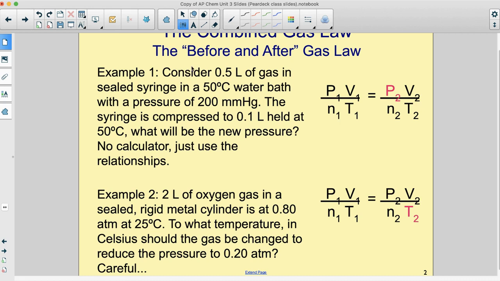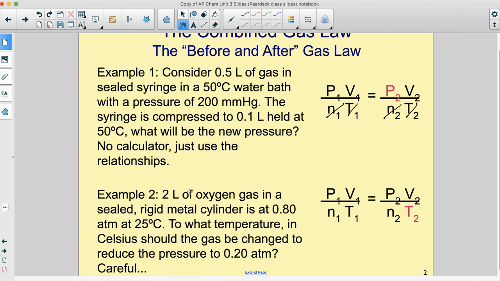So if we look at example 1, we have 0.5 liters of gas in a syringe in a 50-degree water bath with a pressure of 200 millimeters of mercury. The syringe is compressed to 0.1 liters, so it goes from 0.5 liters to 0.1 liters, held at 50 degrees C, constant temperature here. And then they ask, what will the new pressure be? If we go from 0.5 liters to 0.1 liters, and we're at constant temperature, so that can cancel out. We have constant moles, no gases escaping from the cylinder. We now have just our PV gas law relationship. And on the next slide, I'll show you the answer.